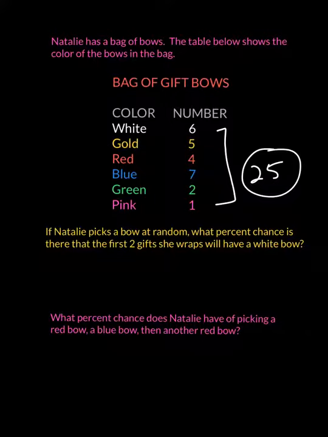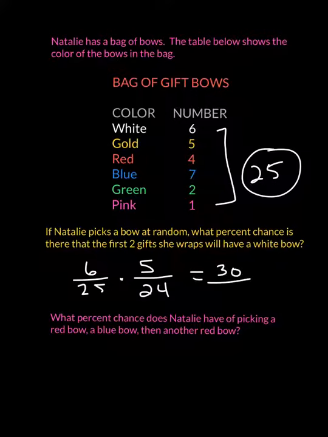So I have 25 total, and I have 6 white bows. Now when I go to pick my next bow, again I only have 24 left, and I already picked a white bow, so that's going to be 5. So when I multiply across, I have 30 over 600. And again, I don't need to necessarily simplify that. When I turn that to a percent, I get 5%.